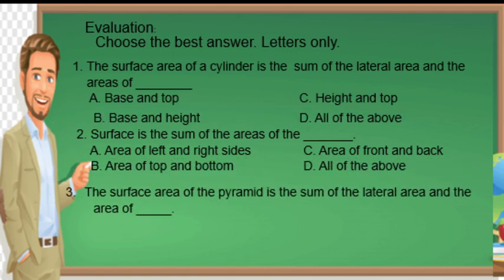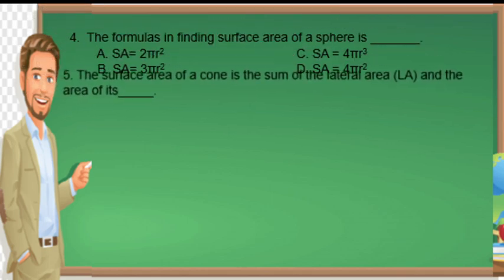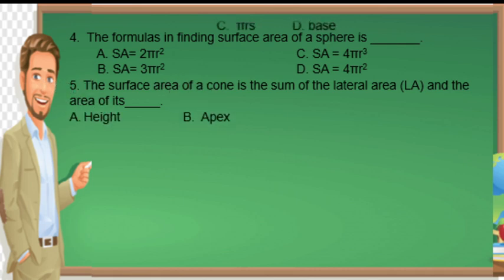And the surface area of a pyramid is the sum of the lateral area and the area of the blank. Okay? A, base; B, front face; C, side; and D, diameter. And this is for number 4, and of course for number 5.